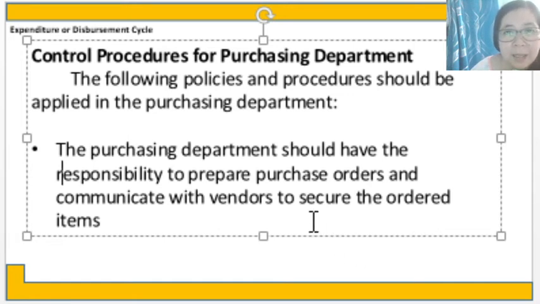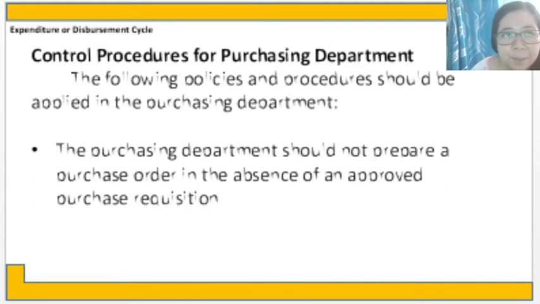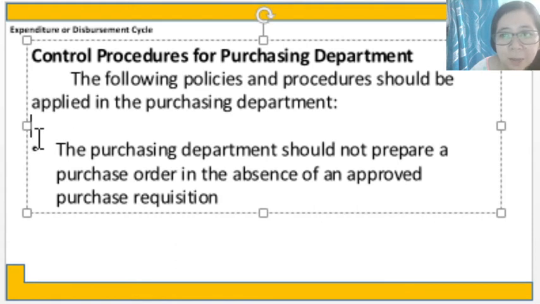But then again, in the case of the receipt of the delivery, there should be another department who is responsible for such, as well as the payment of the purchases. Okay, so next is the purchasing department should not prepare a purchase order in the absence of an approved purchase requisition. So this is very important.